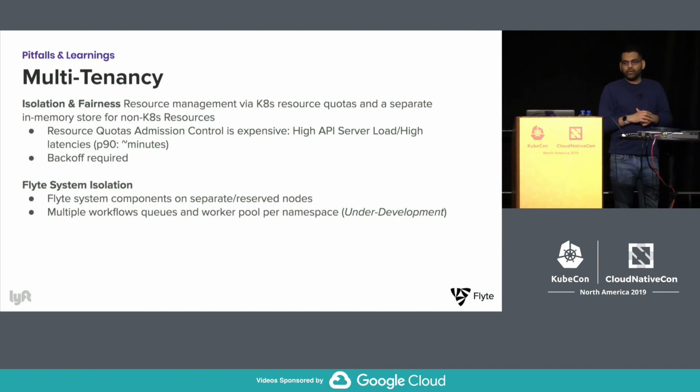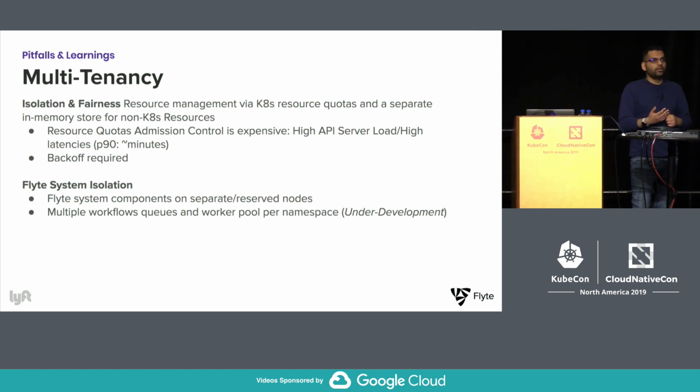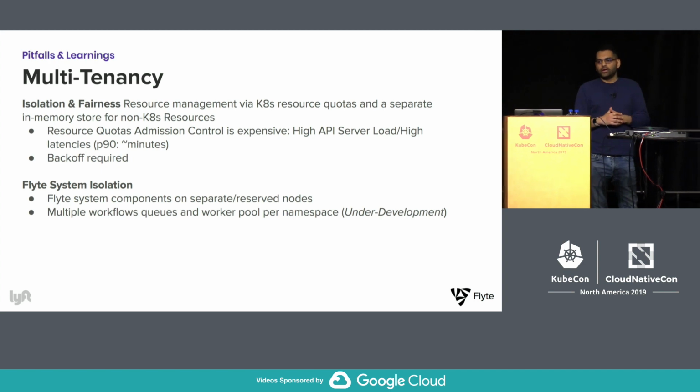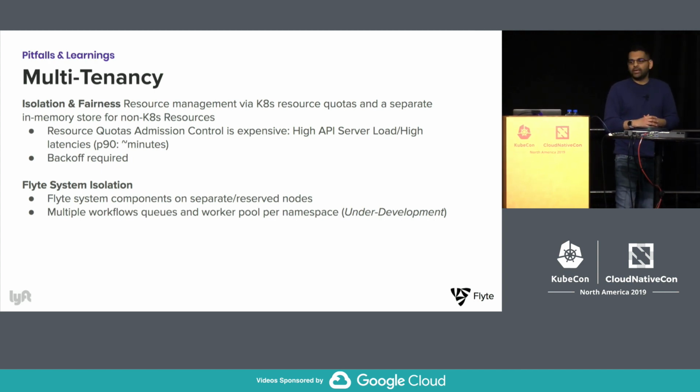So Flyte propeller and other Flyte components run as a single pod and drive all the workflows in the system. We also want to make sure that there's fairness across users for those components. The way we achieve this is by using multiple workflow queues and worker pools, maintaining worker pools per namespace in Flyte propeller, so that a particular set of users running in a namespace can only get a small slice of Flyte propeller's computational power.